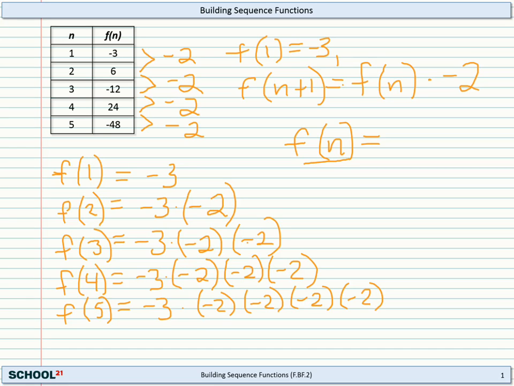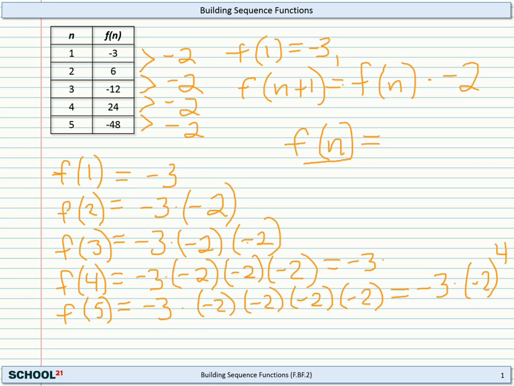So I was thinking we should write this in a simpler way. And let's first do this with the 5 one here. Gosh, we don't want to write negative 2 times itself 4 times. There's an easier way to write that. And that's negative 3 times negative 2 to the 4th power. We can use exponents.